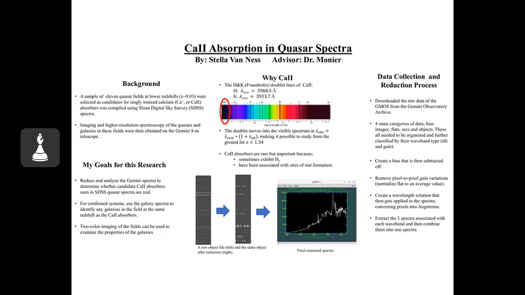Calcium-2 is interesting to look at because of the Fraunhofer lines, which I have circled in red on the spectra in the center of my poster. And calcium-2 absorption can also be indicative of star formation.